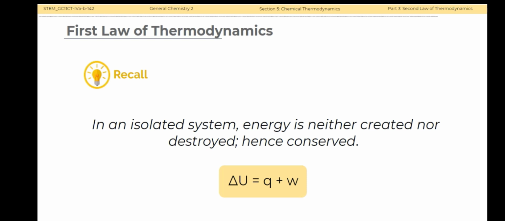Let us recall from the previous lesson that the first law of thermodynamics states that in an isolated system, energy is neither created nor destroyed, hence conserved. Mathematically, it can be expressed as internal energy equals heat plus work.